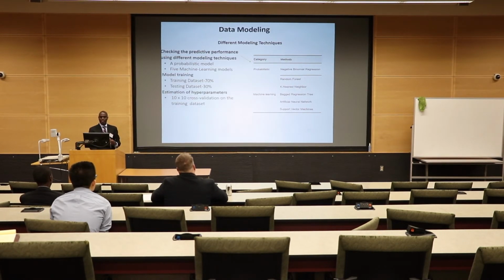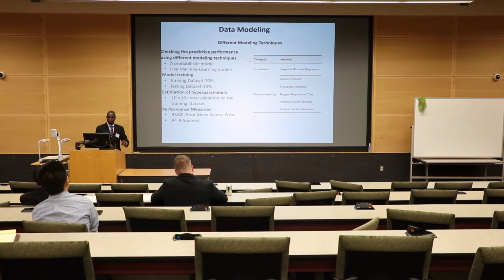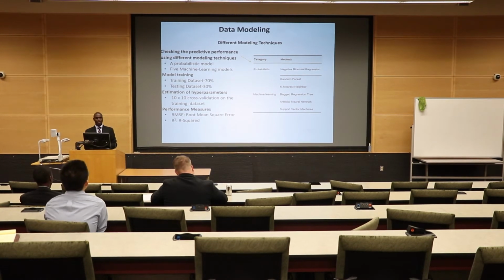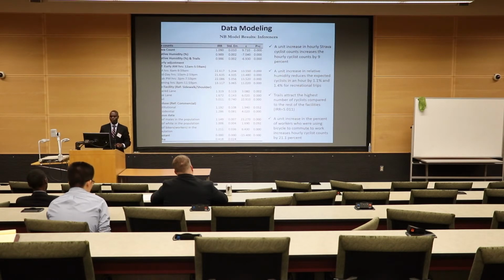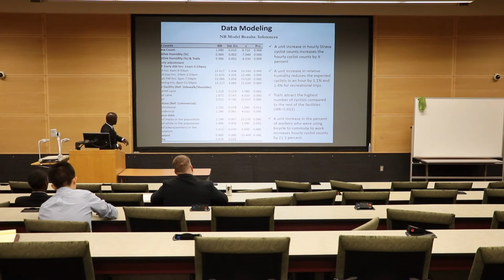We implemented different modeling techniques. I'm not going to go into these modeling techniques at the moment, but we had probabilistic models and machine learning models, and we divided our data into two groups. We had 70% for estimating our models and 30% for testing how well the models were working. We used two performance measures, the root mean square error and the R squared, to check the prediction capability of our models. I apologize for the slides.